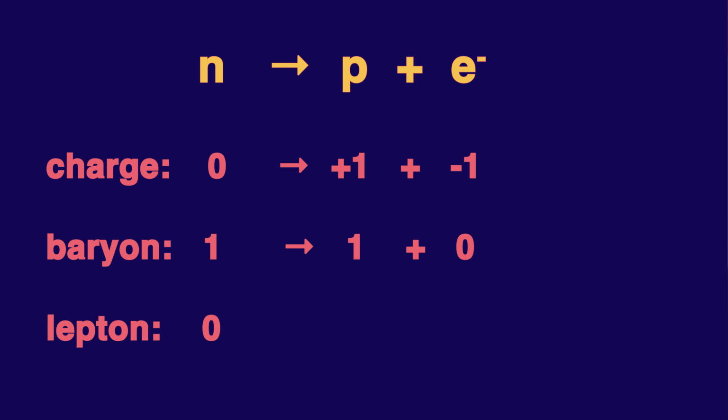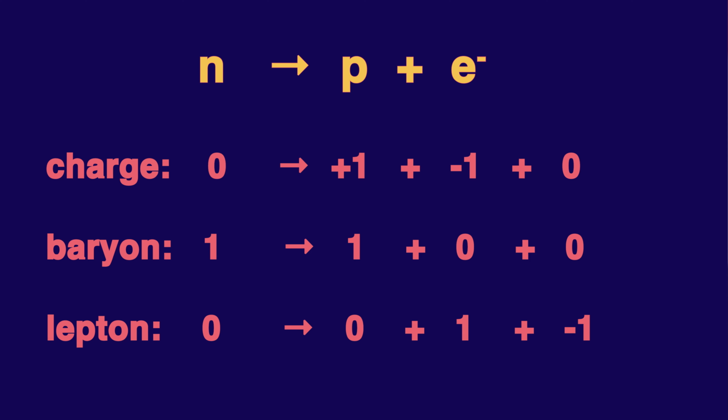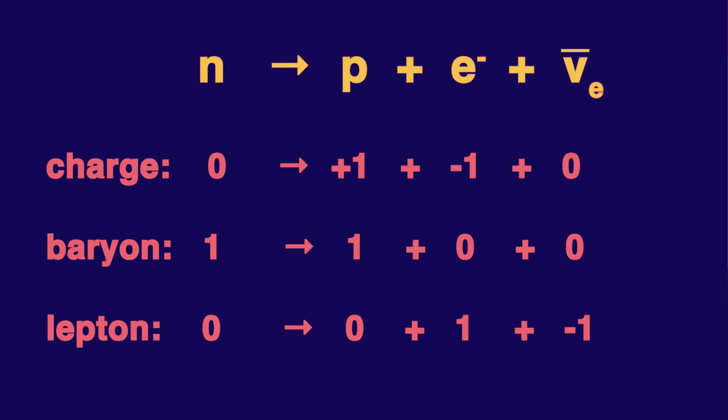Thirdly, I'm going to check the lepton number. I have no leptons on the left, but I do have a lepton on the right, so the lepton number is not conserved. To make the total lepton number 0 on the right, but not change the charge, I need to add an anti-neutrino. Types of neutrino stick together, and so this will be an anti-electron neutrino. One way to think about this is to split the lepton number into different types and just check that the electron lepton number is conserved, along with the muon lepton number and the tauon lepton number.